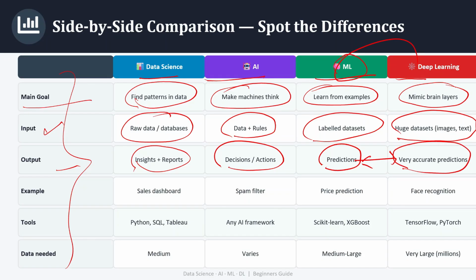Because from machine learning we are going to deep learning. Why are we going to deep learning? Because we have to go with very accurate predictions. For example, if we talk about data science, we have a sales data dashboard, and I am able to see my sales data.